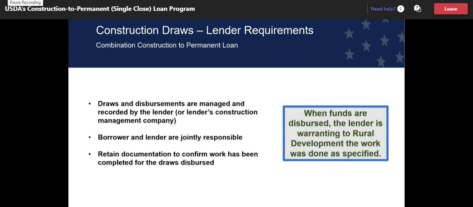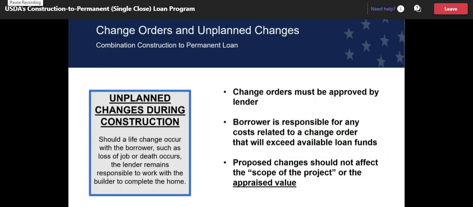So y'all, one of the last things in the world you want to do is to make a draw on work that has not been done. That has happened in the past before, and it's not a good fun place to be for anybody involved, especially when things go south and things don't work out.